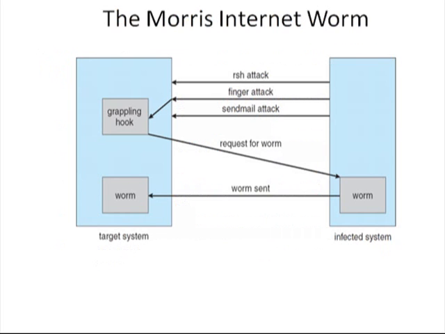So this is just an illustration of how the Morris internet worm works. The worm will be sent to the target system. Then the grappling hook program, whenever it executes, will send a request to the worm, and the worm will send the data or the attack over the mail. Then there is a finger attack again, and finally the rsh is attacked.